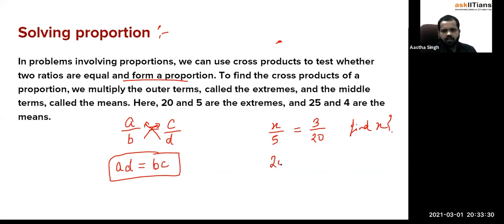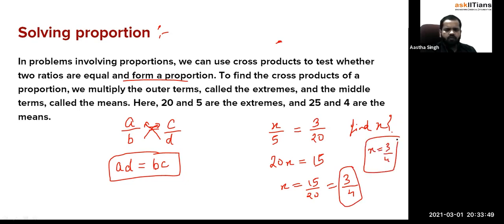So 20x will be what? 15. So x will be what? 15 upon 20. Just simplify it. 5 3s are 15, 5 4s are 20. So x will be what? 3 upon 4. This is how you solve a proportion. Okay.